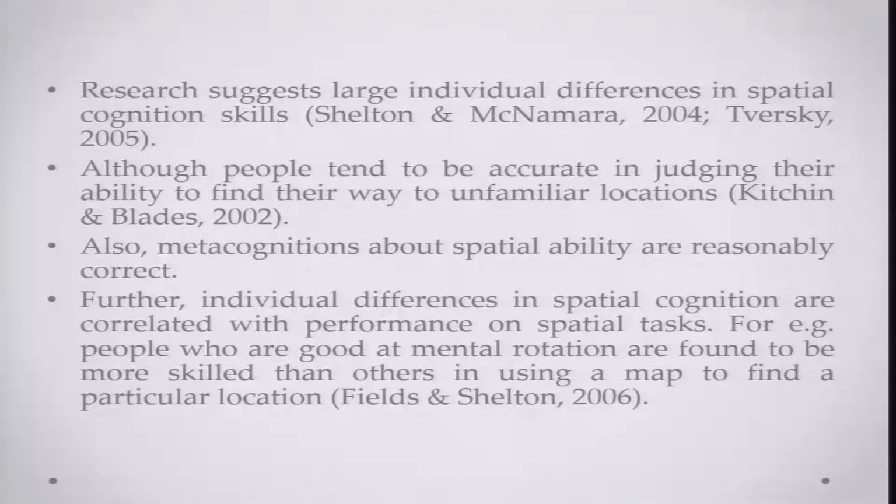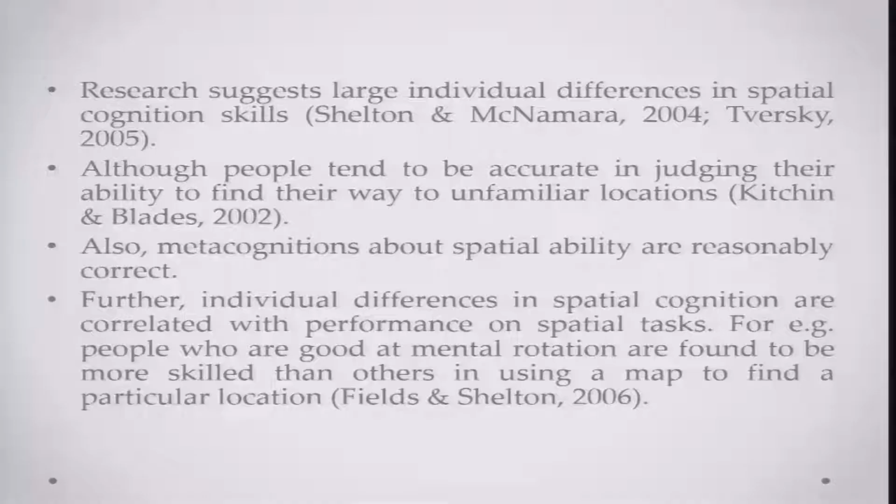For example, if you remember the earlier task we were talking about in the last class, people who were good at the mental rotation task were found to be more skilled than the others in using a map to navigate, say to go to a foreign country and use a map. So, people who have better mental imagery, who have been consistently performing better on tasks involving spatial ability, have also shown better ability in reading maps like these.